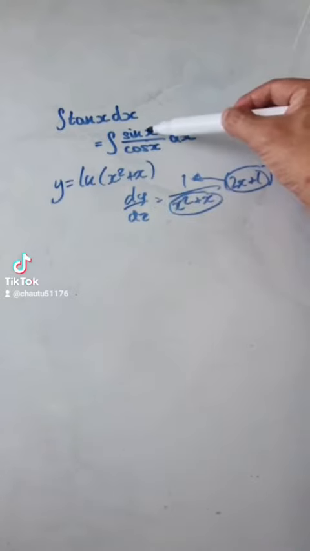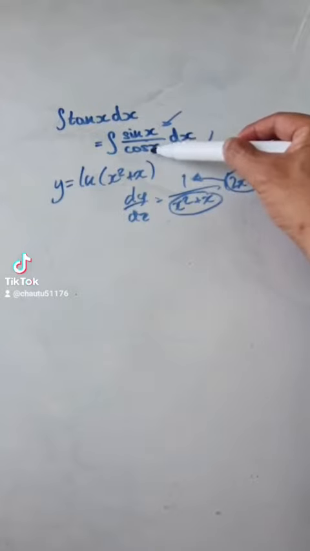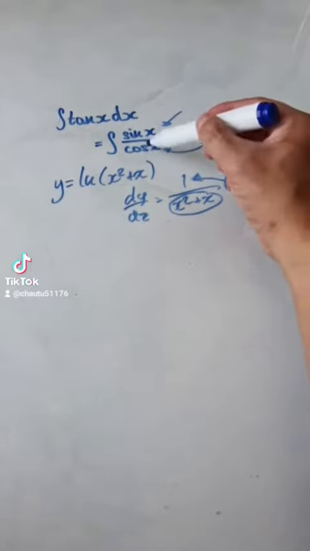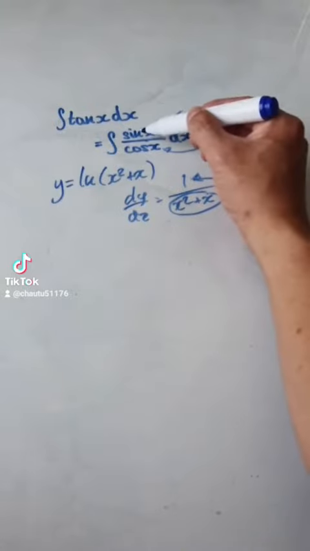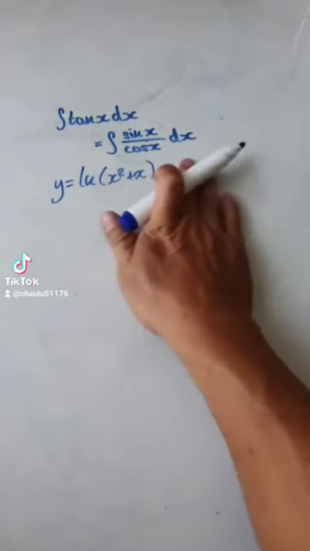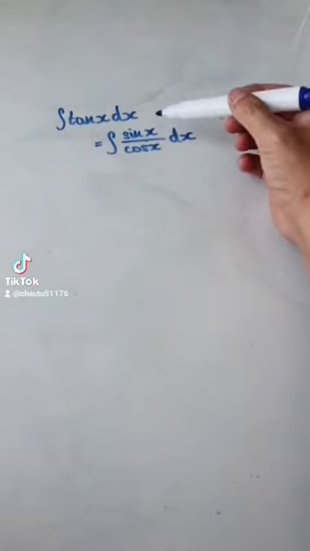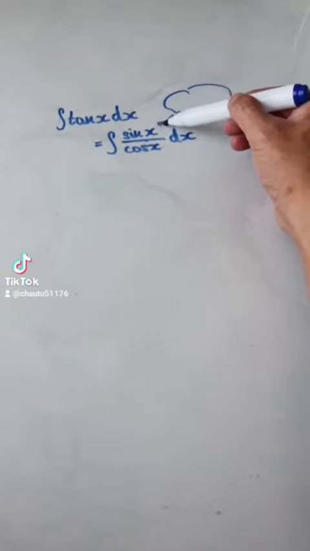So if you're trying to integrate this, notice that the numerator is near enough the exact derivative of the denominator, because if you differentiate cos, it will give you minus sine of x, which is very similar to this. So for you to integrate this, you've got to look for something such that when you differentiate it, it gives you this.